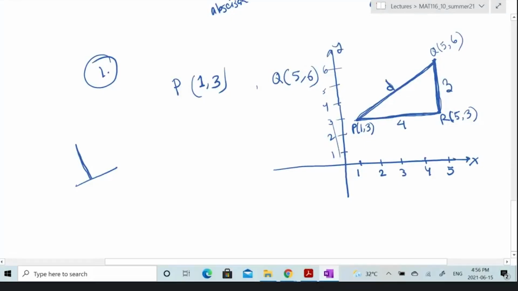Because 5 minus 5 is 0, 6 minus 3 is 3. So can you check one thing, that this is a right angle triangle, সমকোণী ত্রিভুজ, right?